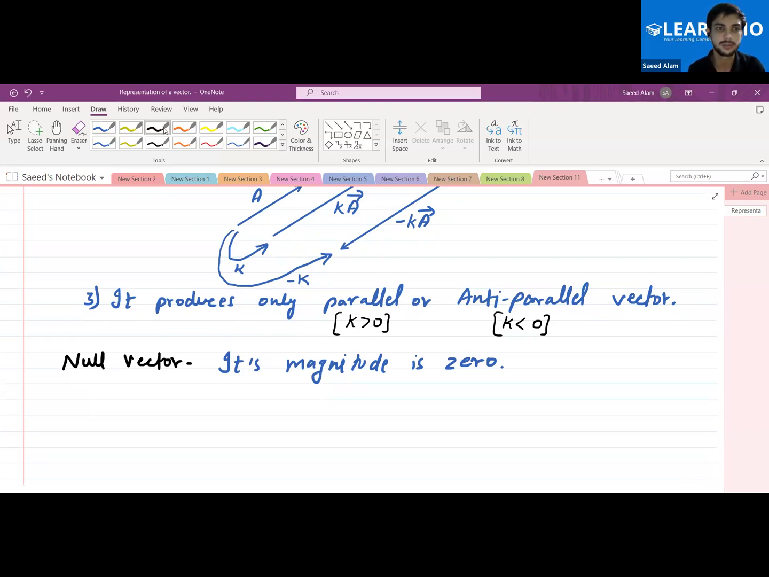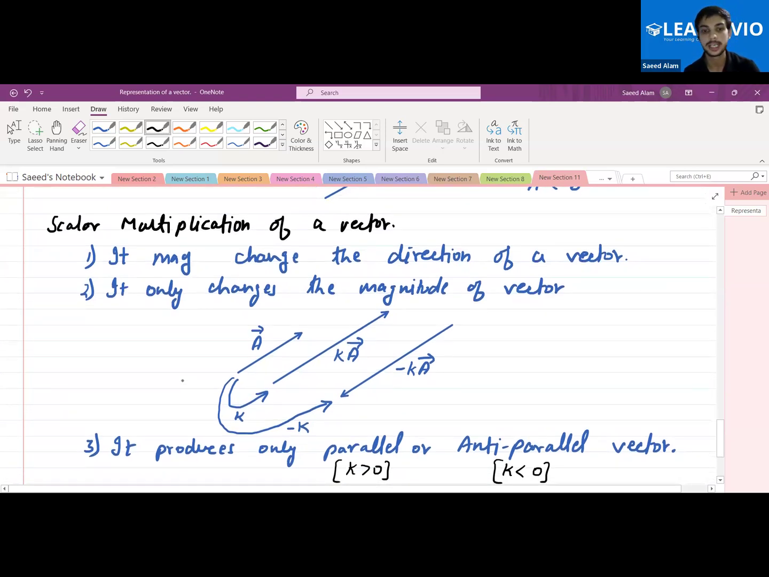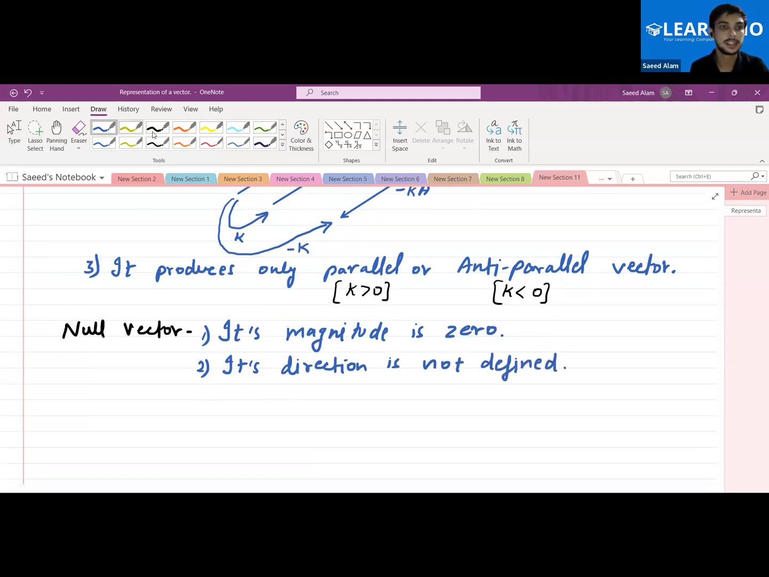Sometimes the questions are framed by the examiners somewhat like this, but these are not conceptual anymore. But yes, scalar multiplication of a vector was one of the important things that we saw here in detail. The null vector, its magnitude is 0, and the second point we should write here is that it does not have a direction. Its direction is not defined.